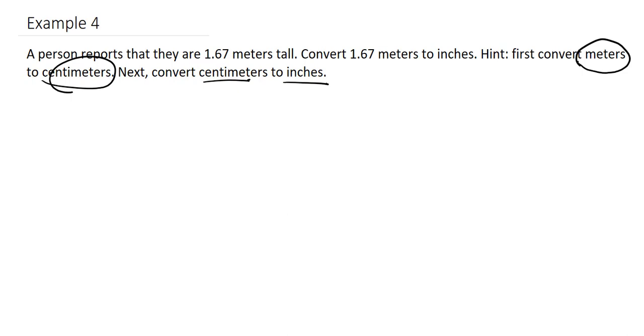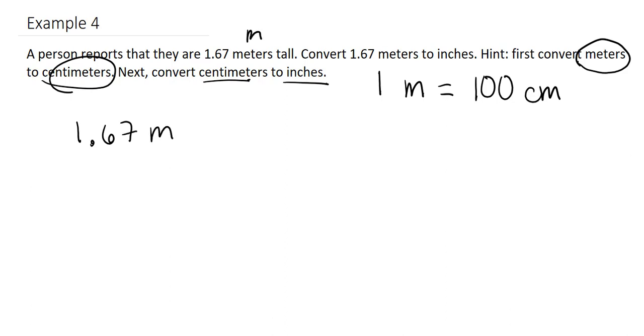So we're starting out with 1.67 meters. So the first thing we need to know is what's the relationship between meters and centimeters? Well, 1 whole meter is equal to 100 centimeters. So a meter is our bigger unit, so we have to have a lot of smaller units. So we have 1 meter is equal to 100 centimeters. So we have 1.67 meters. Meters can be represented as m, centimeters can be cm.